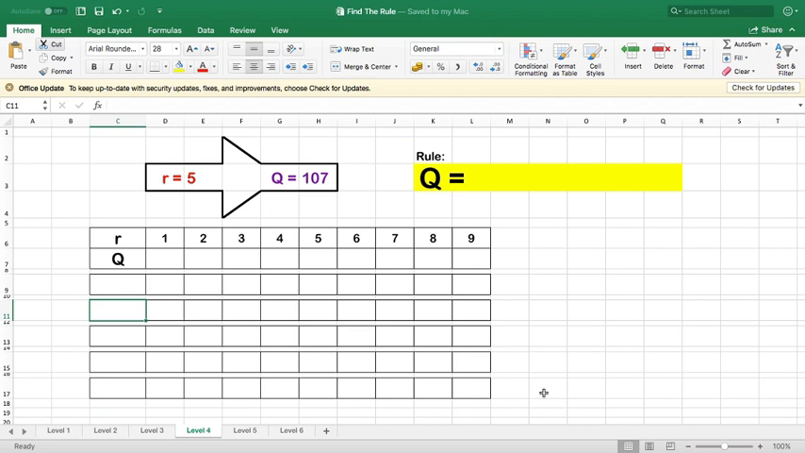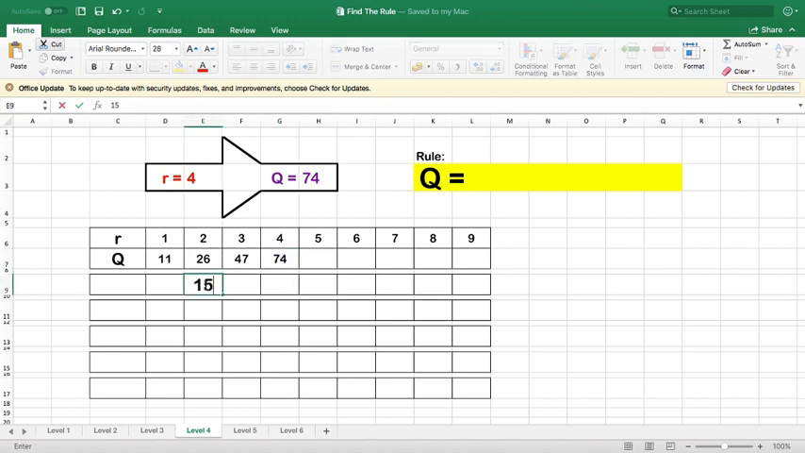So this is part 2 of my Find the Rule video, referring to my spreadsheet that I talked about in part 1. And this time we've got a rule. Well, let's see what happens when r equals 1, q equals 11, when r equals 2, q equals 26, when r equals 3, q equals 47, when r equals 4, q equals 74. So it doesn't look like the numbers are going up by a constant amount this time.